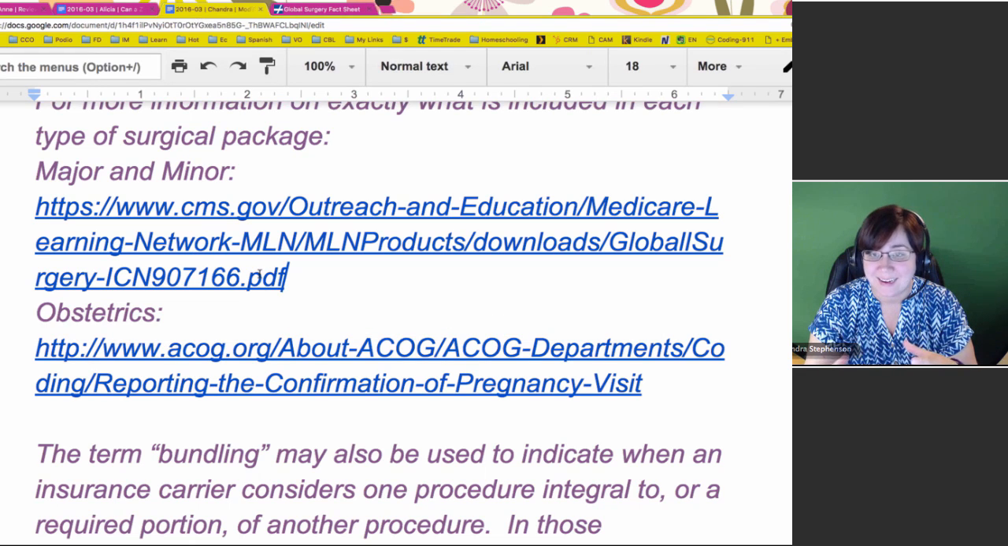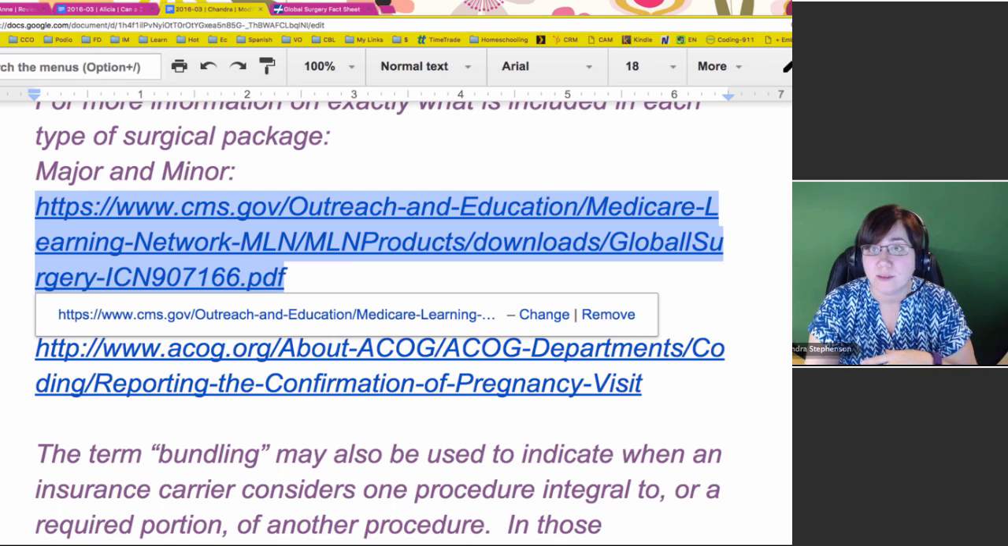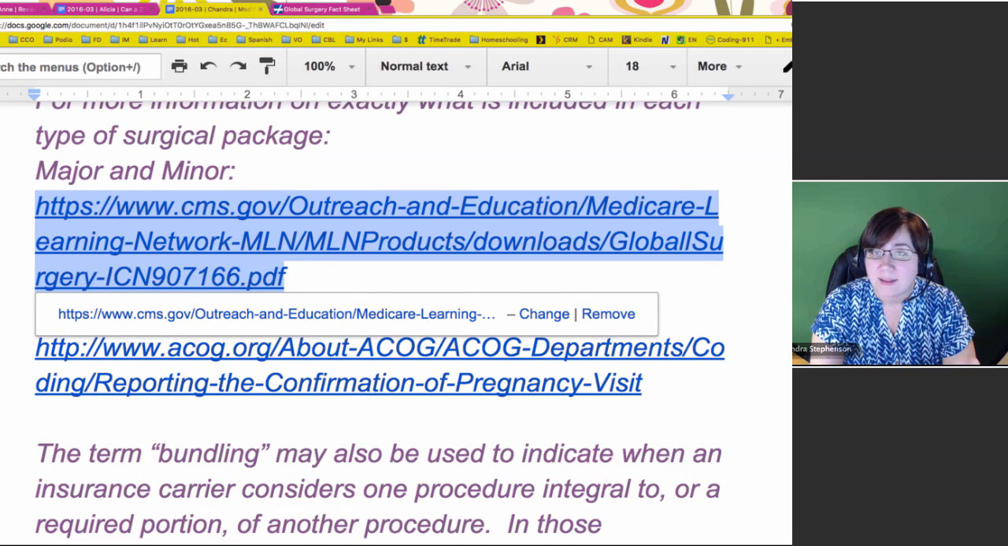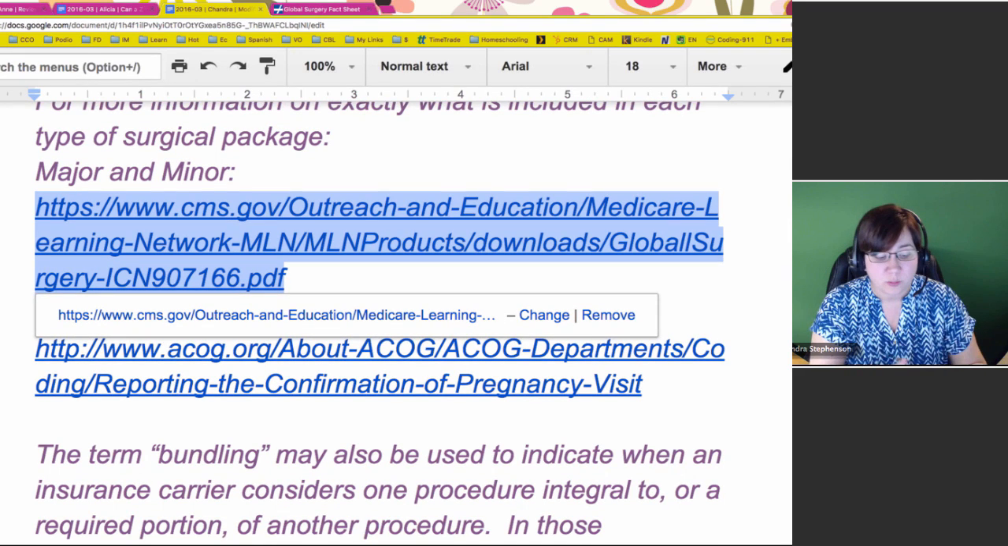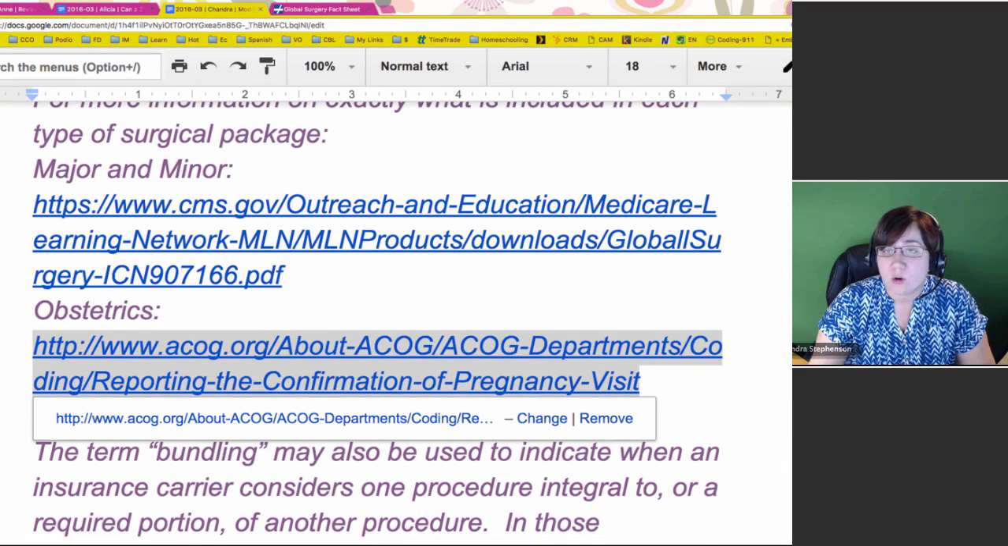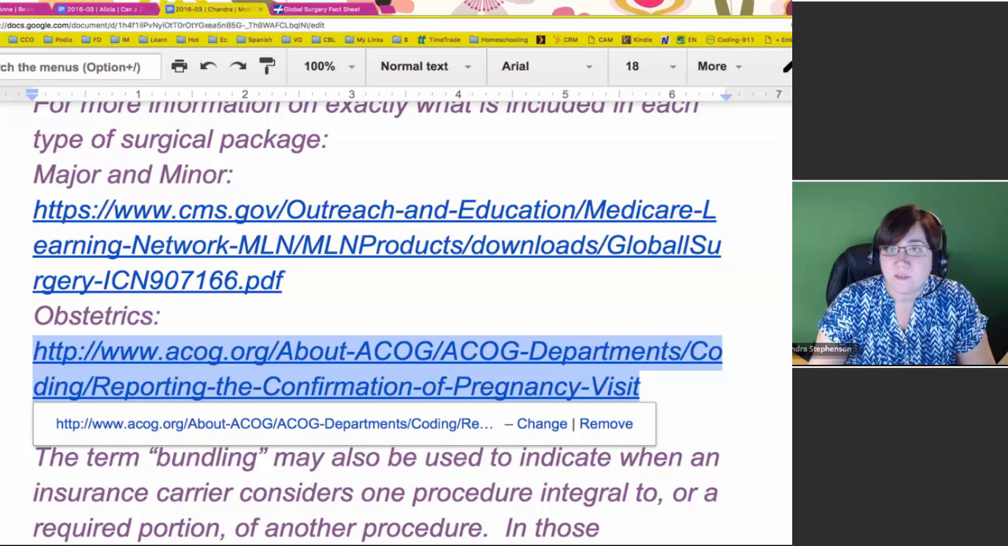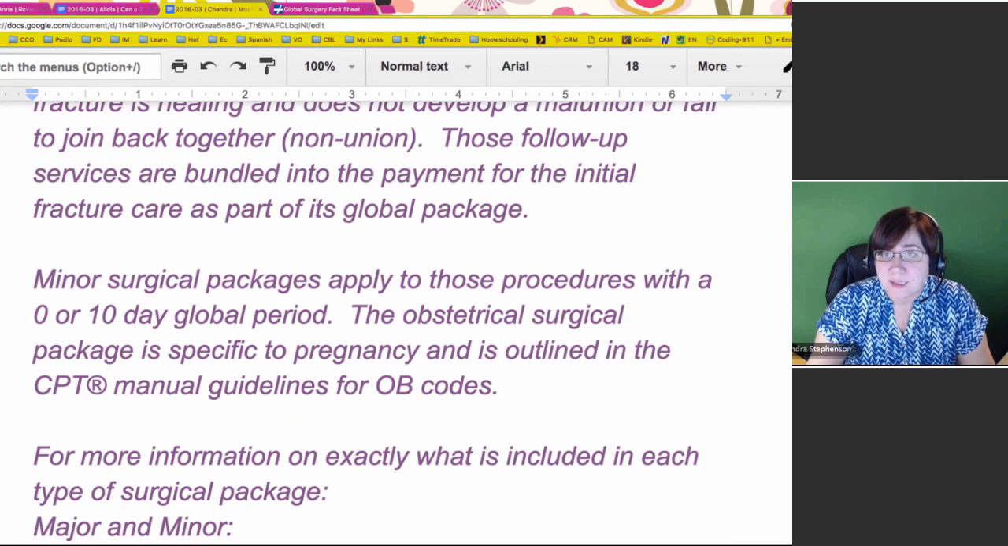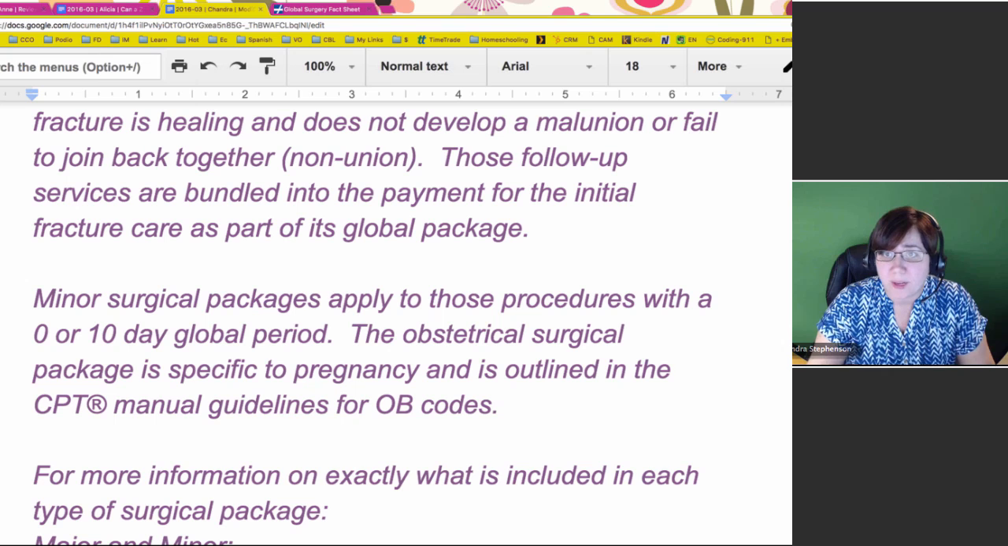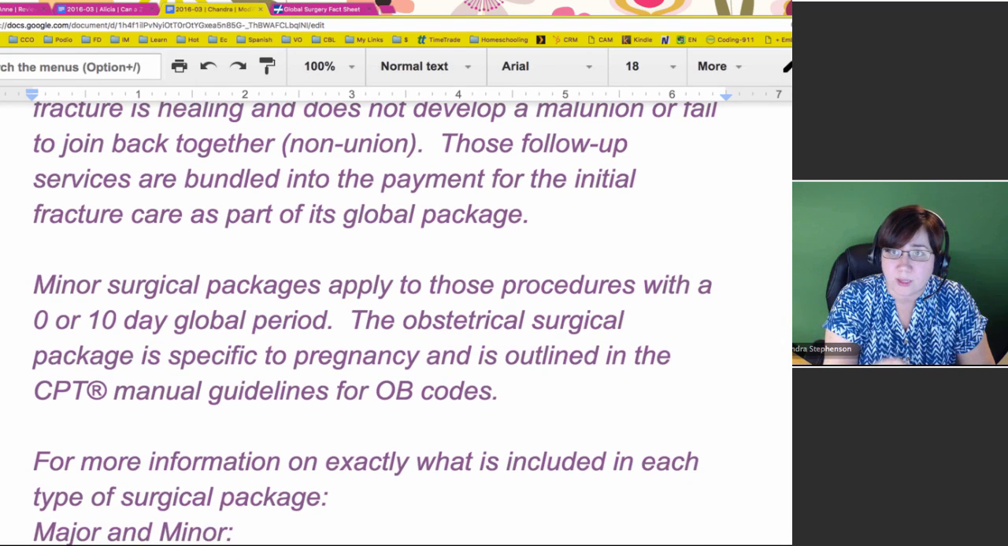Minor is 10 days. It can actually be 0 days or 10 days. And again, those are going to be procedures that don't take quite as long to heal. And the difference between a 0 and a 10-day is going to be what all is being performed. Things like scopes, think about an upper endoscopy or colonoscopy. Those usually have a 0-day global because you're only going to see the patient that one day and everything you do that one day is going to be included. That's considered a 0-day global.